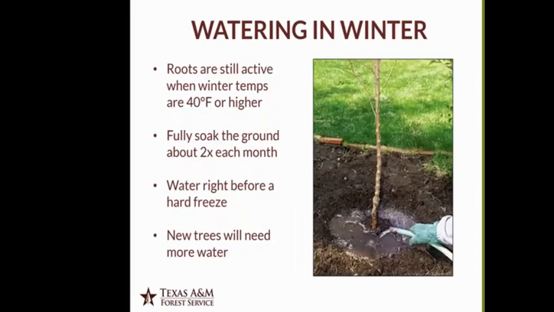And then in wintertime, roots are still active when temperatures are 40 degrees or higher, so you can continue watering your trees if it's above 40. You want to fully soak the ground about 2 times each month. And it's actually beneficial to water right before a hard freeze because water is a good insulator for the tree. If those cells are full of water, they can overcome any cold damage that might occur.